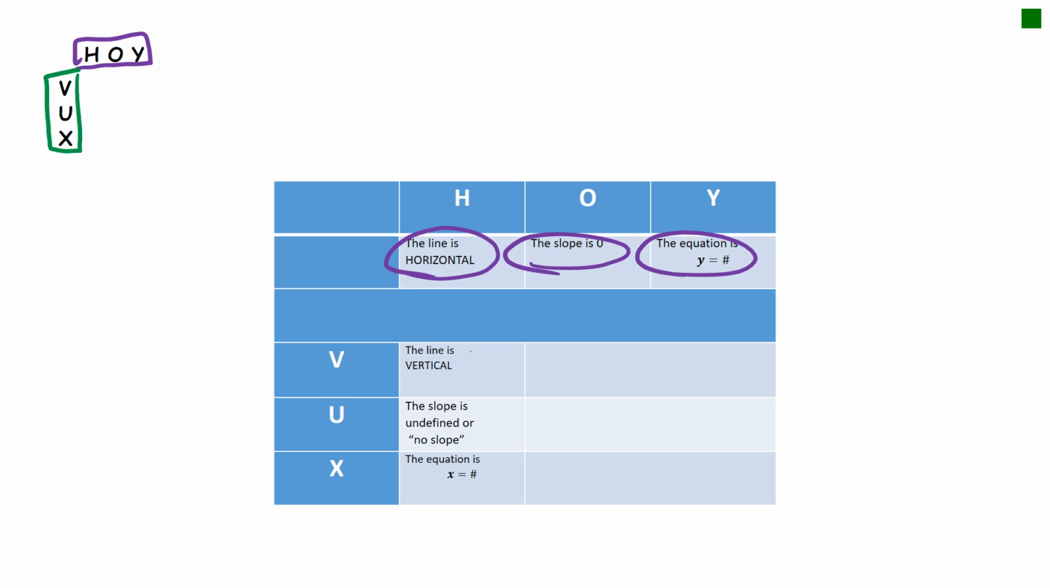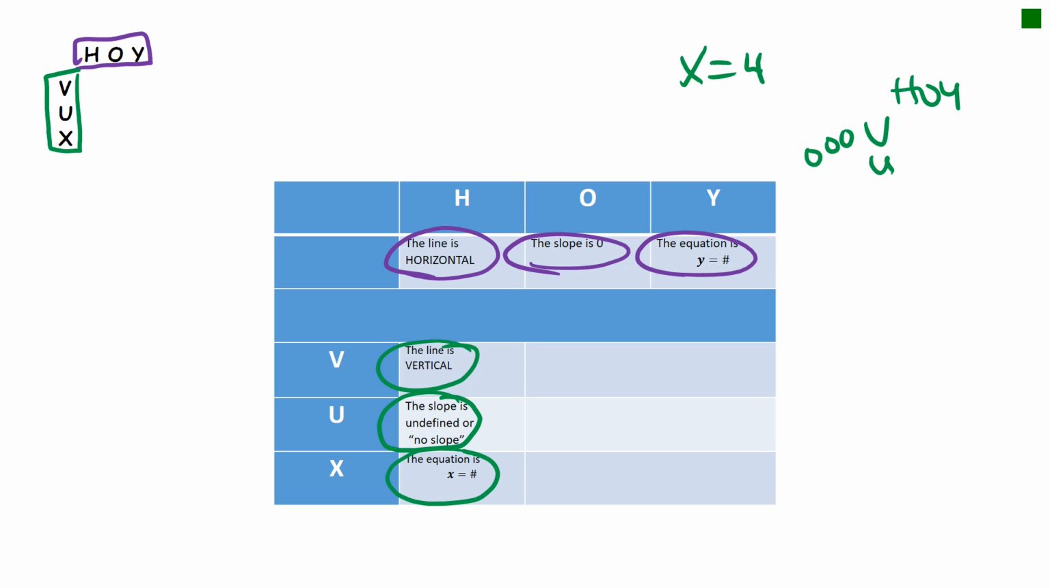Going down, the V stands for the line is vertical, the U stands for the slope is undefined or no slope, and the X stands for the equation is x equals. So if you have an equation, x equals 4, here's what goes on in my head. I think Hoy-Vux. It's got an x, so it's a Vux. The slope is undefined, the line is vertical, the equation is x equals. We're going to do some more Hoy-Vuxes in class.